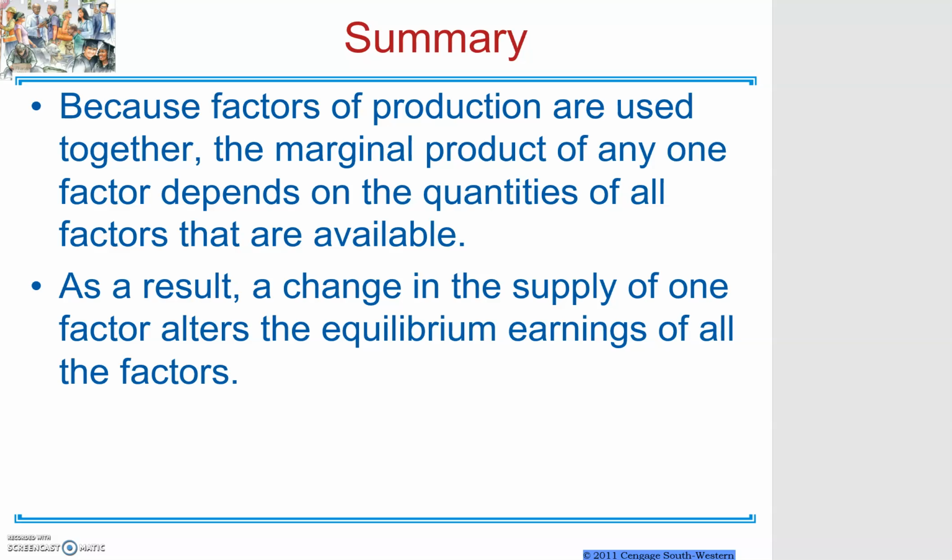So as a result, a change in the supply of one factor alters the equilibrium earnings of all the other factors. So earnings here refer to the rental price for the three factors. So for land, for capital and also for labor. And this is what you call wages. So I hope, class, you can understand.